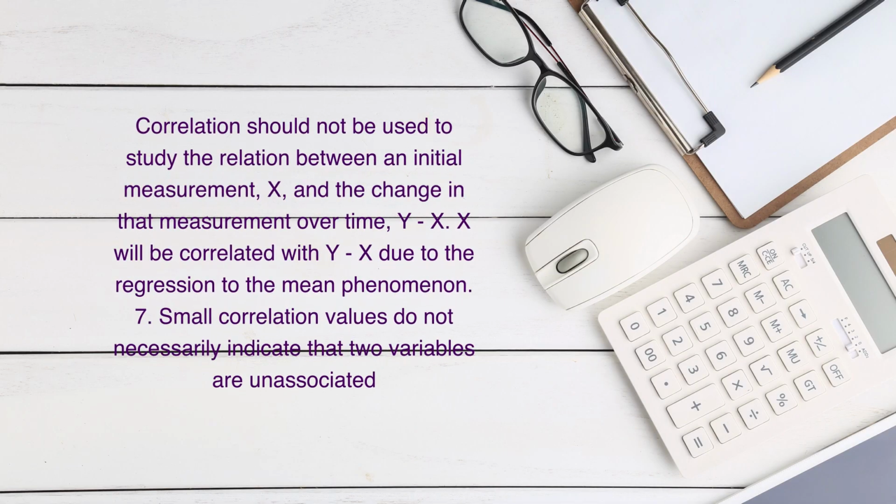So when should you not use a correlation? Correlation should not be used to study the relation between an initial measurement x and the change in that measurement over time, say y minus x, because x will be correlated with y minus x due to the regression to the mean phenomenon. Also, small correlation values do not necessarily indicate that two variables are unassociated.